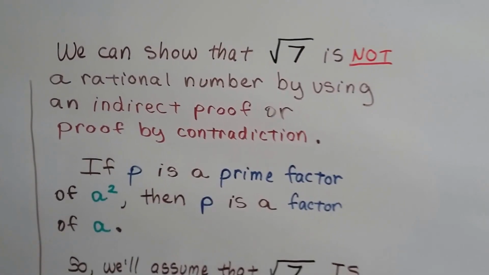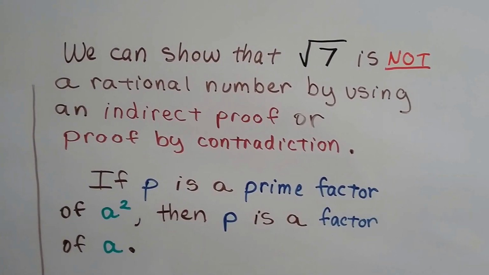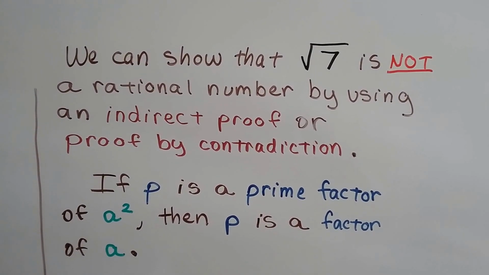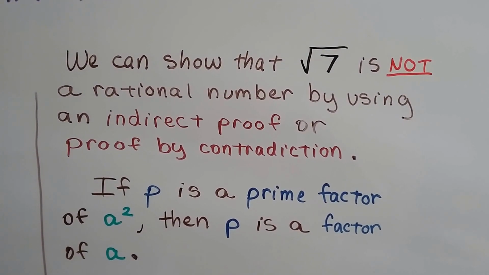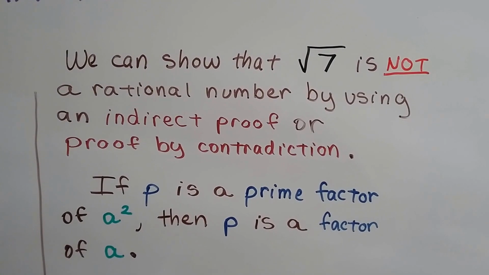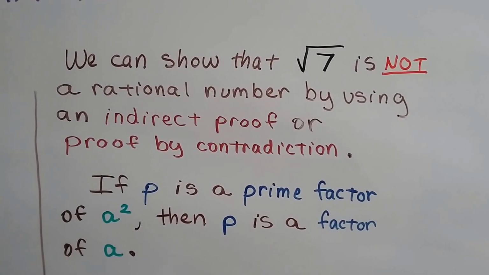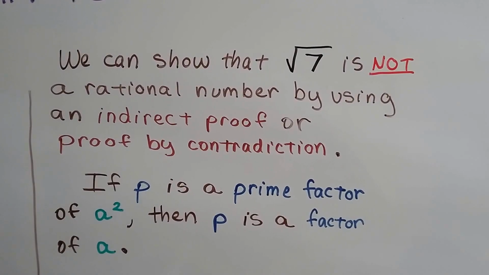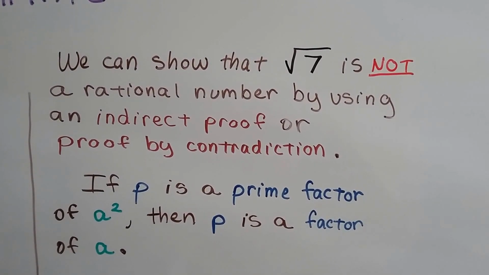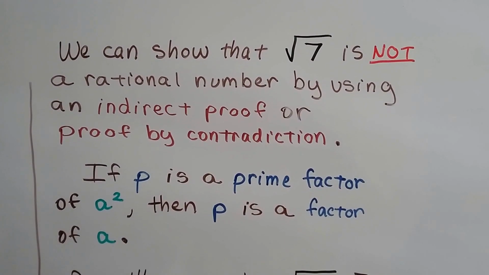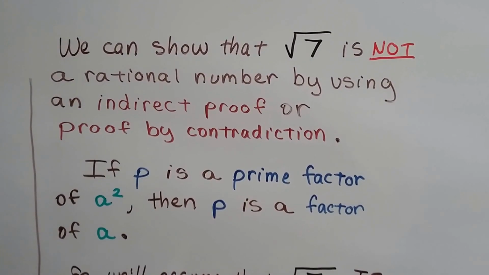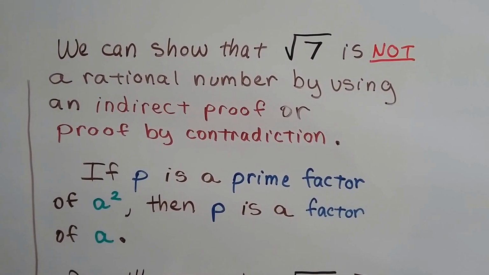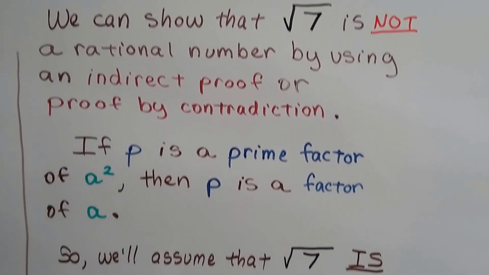All right, so we're going to show that the square root of 7 is not a rational number. We're going to show that it's irrational. And we're going to do this by using an indirect proof, or a proof by contradiction. So we're going to assume that it's rational and then find out that it's wrong. Okay? So if p is a prime factor of a squared, then p is a factor of a.